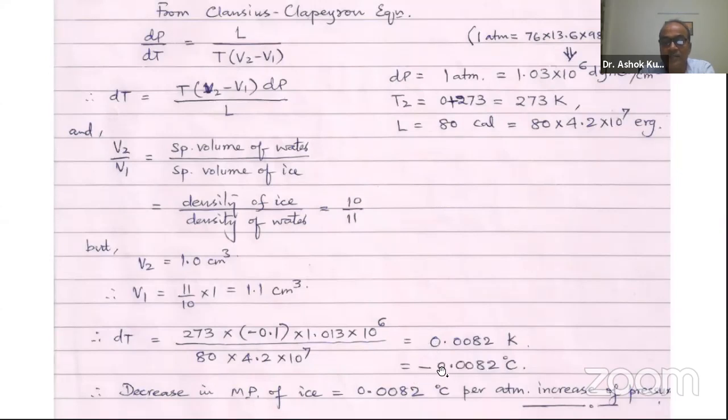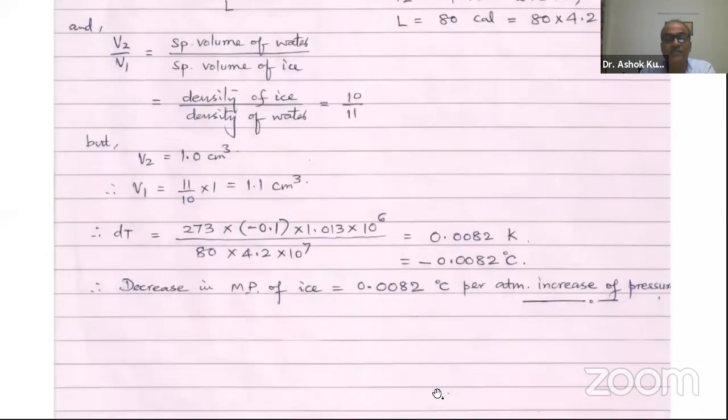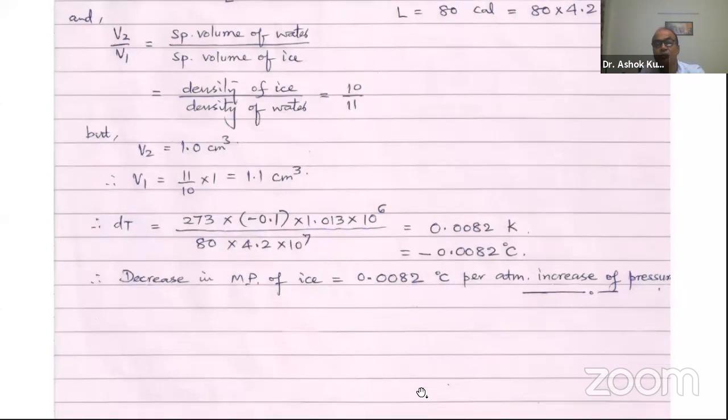So it is minus 0.0082 degrees Celsius. Why 0.0082 degrees Celsius? Because the measurement is in Celsius, so this will be the decrease. So we can say that with one atmospheric increase in pressure, the melting point of ice will decrease by 0.0082 degree Celsius. This is the problem and its solution.